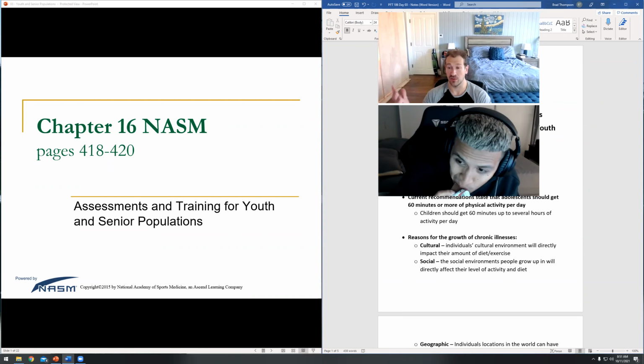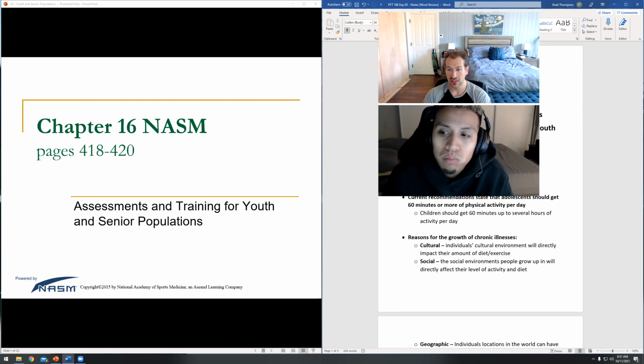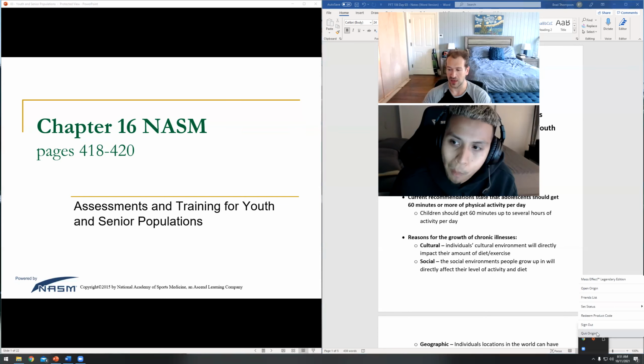And the same thing is true of the senior population as well. So we're going to be doing youths and seniors today. It'll feel really, really gentle. But we're just going to talk about some of the physiologic differences there and the training adjustments that we're going to make when working with either of those populations.